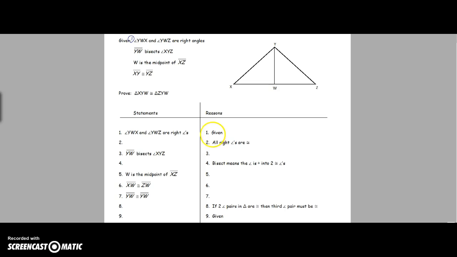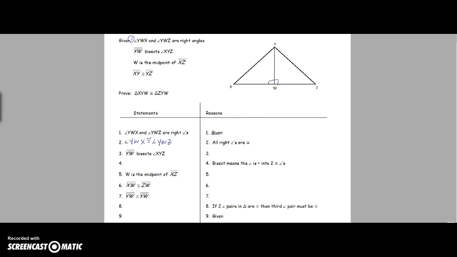One way of saying it's proven is because I gave it to you. I said that this angle here and this angle are right angles. And what do you know about right angles? They both measure 90 degrees. So we can say angle YWX is congruent to angle YWZ because all right angles are congruent. See how we said something is congruent and we had to back up why we said it.